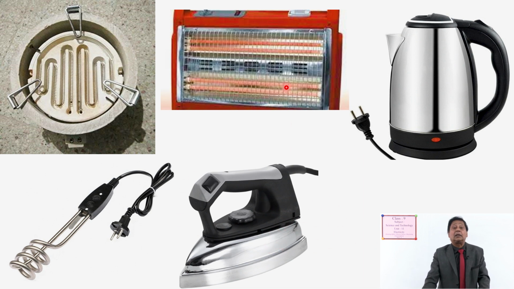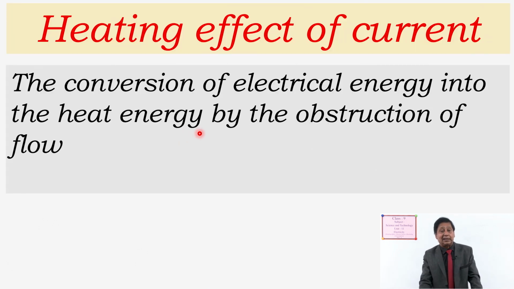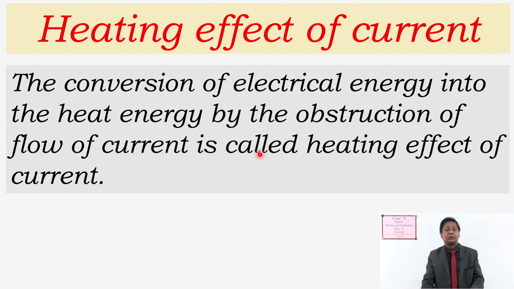All these devices are called heating instruments, and all of them convert electrical energy into heat energy. This effect produced by these appliances is called heating effect of current. Now, exactly how can we define heating effect of current? This way. The conversion of electrical energy into heat energy by obstruction of the flow of current is called heating effect of current. Conversion of electrical energy into heat energy. How? By obstructing the flow of current. This is called heating effect of current.